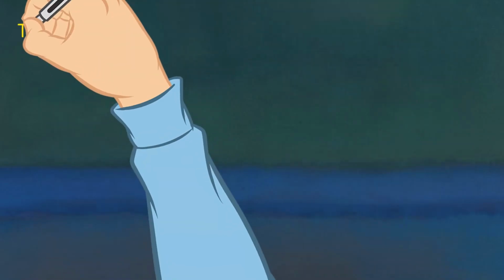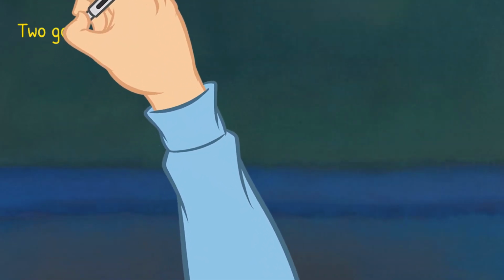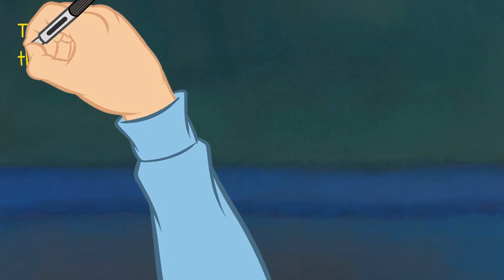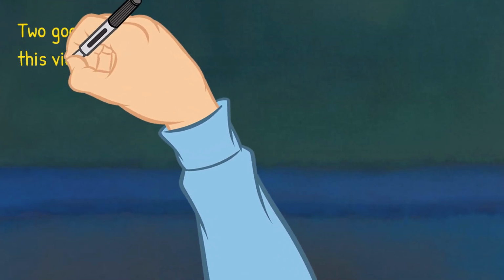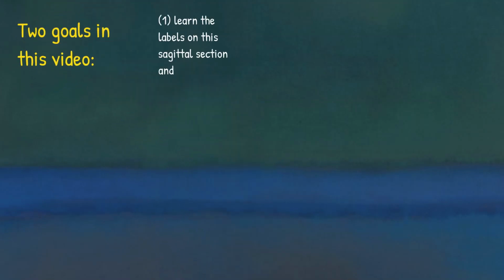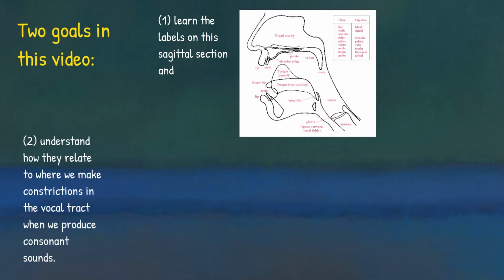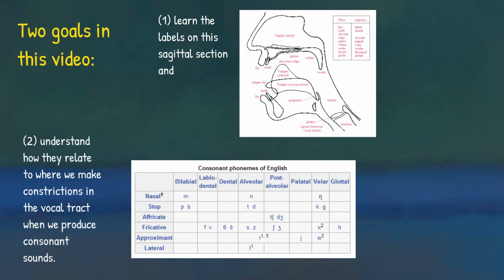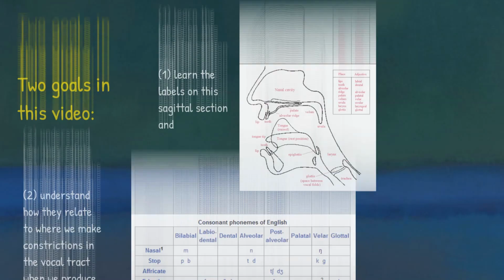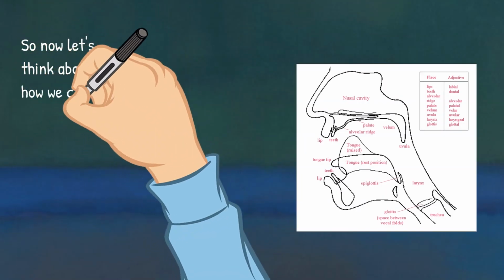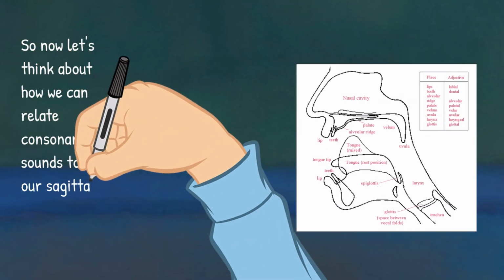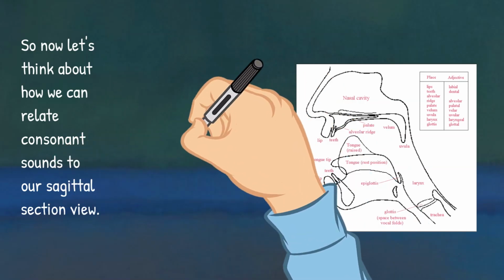Okay then, with this in mind, there are basically two goals that I've set out for us in this video. The first is to become familiar with and be able to label the mid-sagittal section that I've shown you in this video. And the second is to understand how the labels relate to the constrictions we make in the vocal tract when we produce consonant sounds. So now let's start thinking about how we can relate consonant sounds to our sagittal section view.